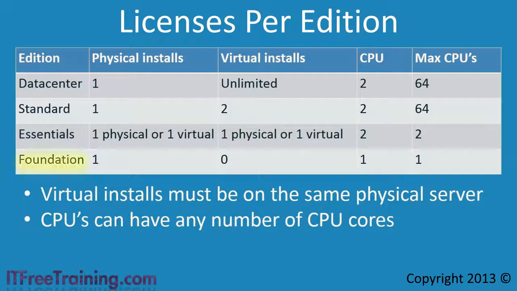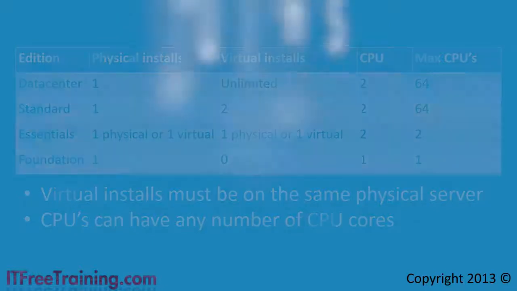The last edition, the Foundation Edition, supports only a physical install. It does not support a virtual install. It also only supports 1 CPU. The Foundation Edition is more designed to provide basic features for a small office, so it does not require additional features. I will now look at adding additional CPU licenses and virtual server instance licenses, starting with CPU.